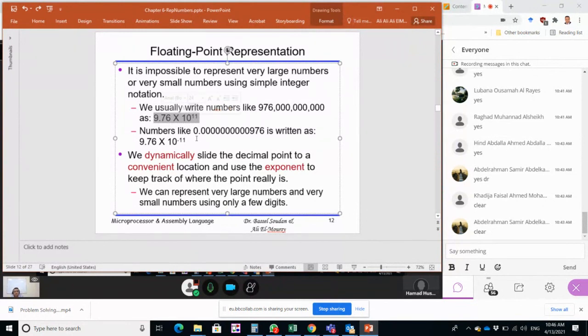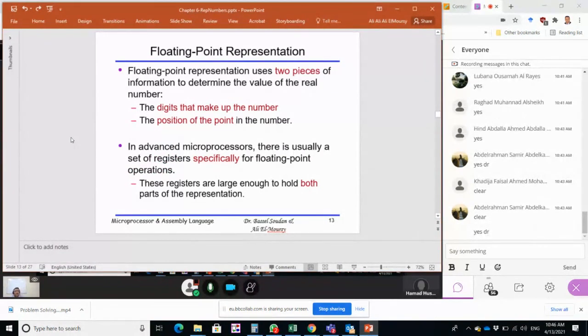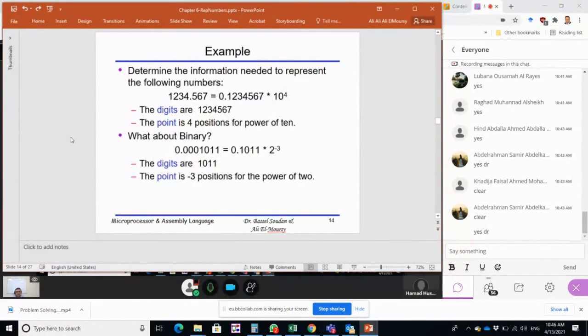So this is actually the idea. This is the trick. Agree? Make sense? So now the two pieces of the number are mantissa and exponent, not integer and fraction. Okay? Here is another example.